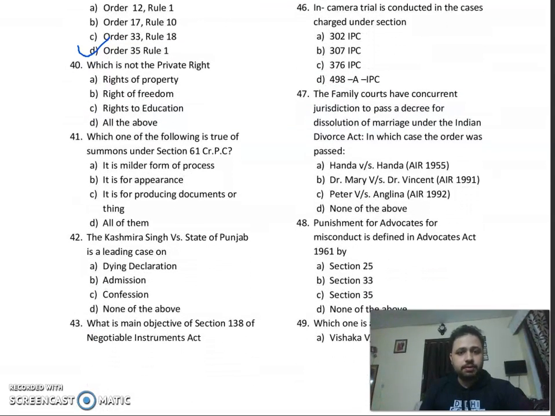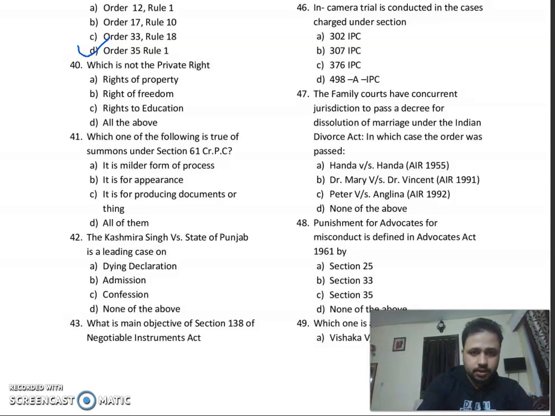Now MCQ number 40. Which is not the private right? Option A, right of property. Option B, right of freedom. Option C, right to education. Option D, all of the above. So the right answer over here will be all of the above. Okay. They all are not a private right.